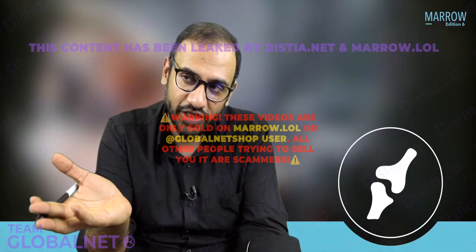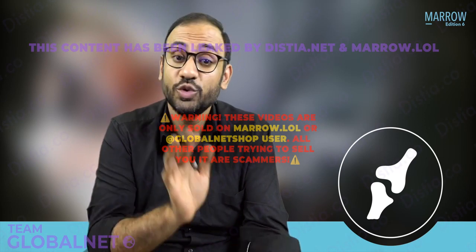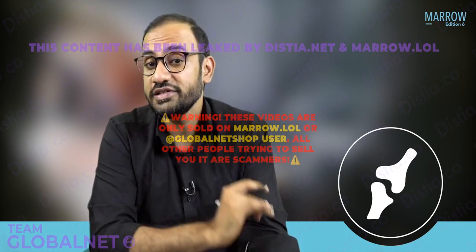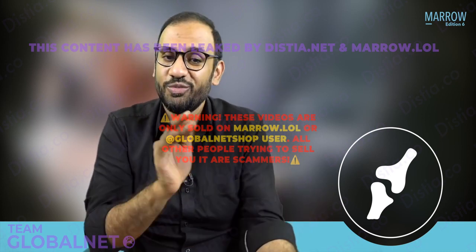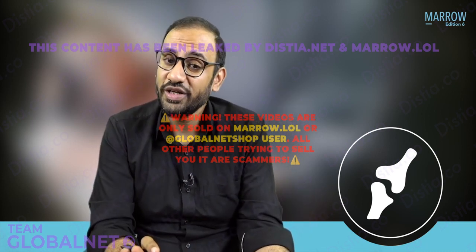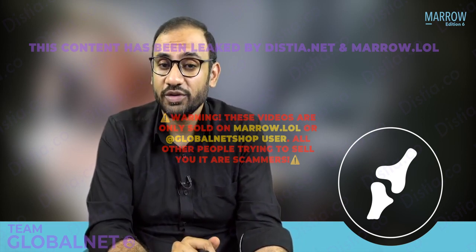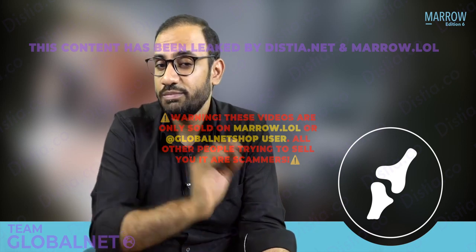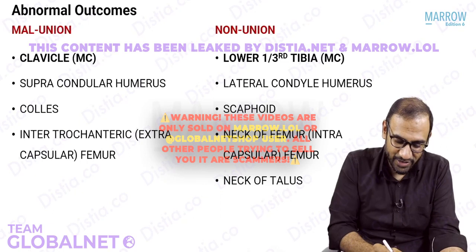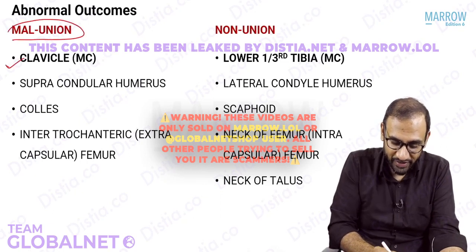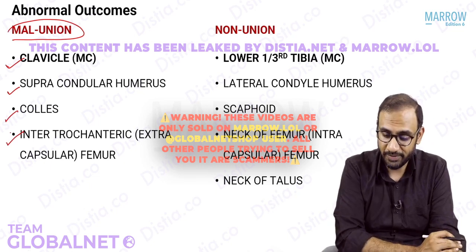So certain fractures usually undergo malunion, and certain fractures usually undergo non-union. We need to know the list for the sake of the exam. Another reason I want you to remember the list is that the bones that usually undergo malunion rarely undergo non-union, and the bones that usually undergo non-union rarely undergo malunion. This knowledge will become immensely powerful for you to rule out options on the exam. So fractures that usually undergo malunion are the clavicle, supracondylar humerus, Colles and intertrochanteric fracture of the femur.